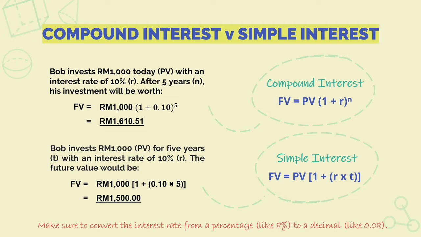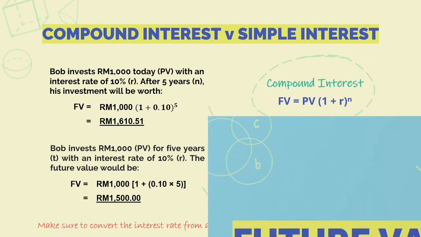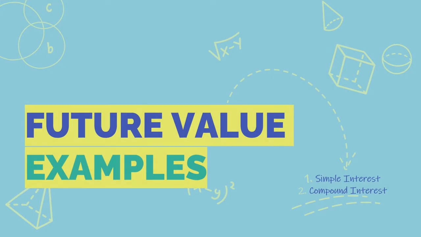and the answer is 1500. Also, do not forget to make sure to convert the interest rate from a percentage like 8% to a decimal like 0.08. The following section presents different examples related to calculating future values based on simple interest and compound interest.